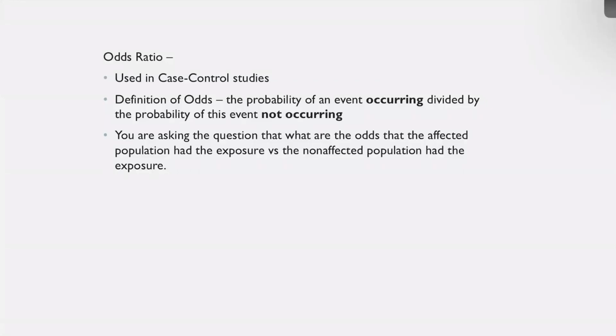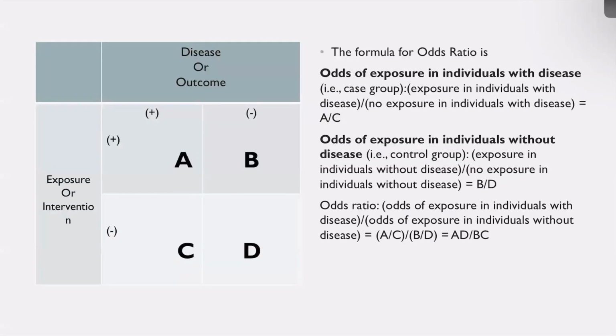Okay. So whenever you're calculating the odds ratio, what you're basically asking is, what are the odds that the affected population had the exposure versus the non-affected population who had the exposure. So we'll see an example. Okay, so first, the formula for odds ratio. To calculate it, you have to know the odds of exposure in individuals with disease and the odds of exposure in individuals without disease. So the first one is the case group, the second one is the control group.